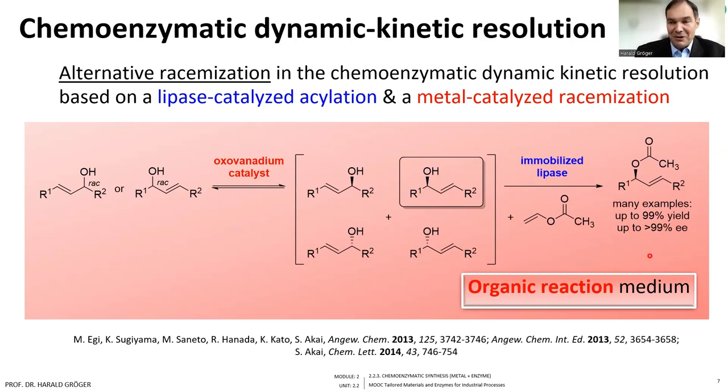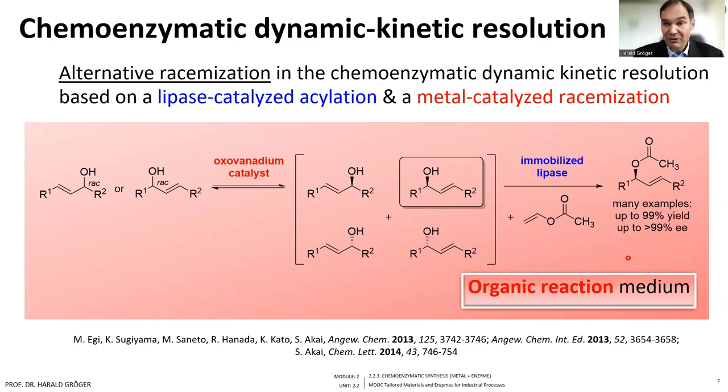The special feature of this oxovanadium catalyst is that, in contrast to the Shvo catalyst shown before, which is based on the racemization through a redox process, interconverting the alcohol to a ketone and back to the alcohol, here with the oxovanadium catalyst, you have the formal release of a hydroxy moiety and a formation of a carbocationic species. And so it's a cleavage of the C-O bond, not the oxidation of the alcohol to the ketone and the reverse reduction. It's a real cleavage of the carbon-oxygen bond by means of the vanadium catalyst. And this cleavage is reversible.